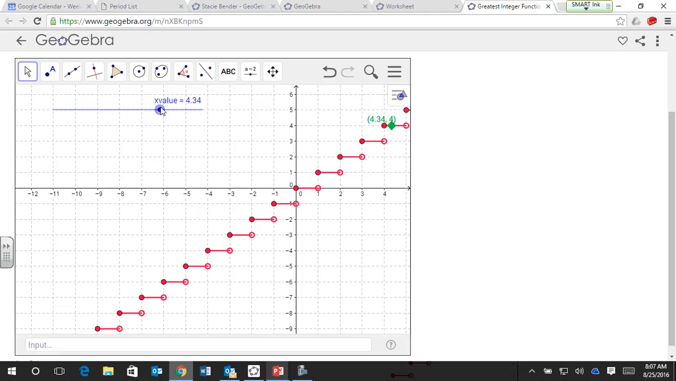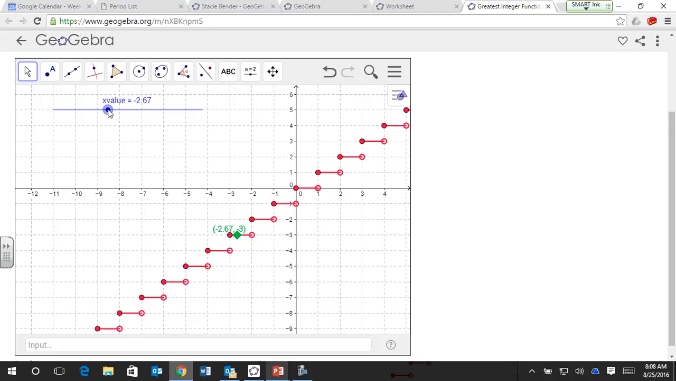2.67 is 2, 4.35 is 4. Those are pretty easy to figure out. When we get to those negatives, we have to actually think about what's going on. When we're at negative 53 hundredths, what's the greatest integer less than or equal to negative 53 hundredths? Negative 1. When we're at negative 2 and 67 hundredths, the greatest integer less than or equal to negative 2 and 67 hundredths is negative 3. Okay? Does that make sense?